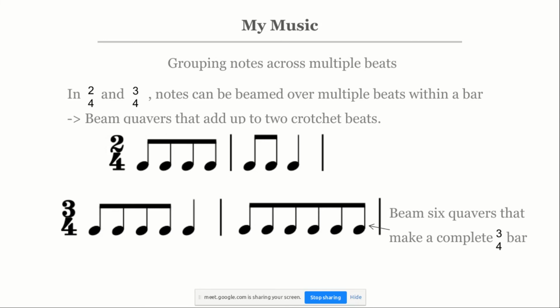In 2/4 and 3/4, notes can be beamed together over multiple beats. So far we have been talking about single beats, grouping into single beats. But we can also beam together notes that cover multiple beats within a bar. So for example, we should beam quavers that add up to 2 crotchet beats. So if you have quavers that add up to 2 crotchet beats, that is 4 quavers in 2/4 or in 3/4, beam them together.